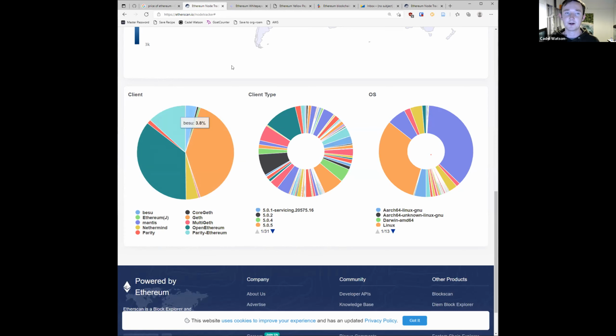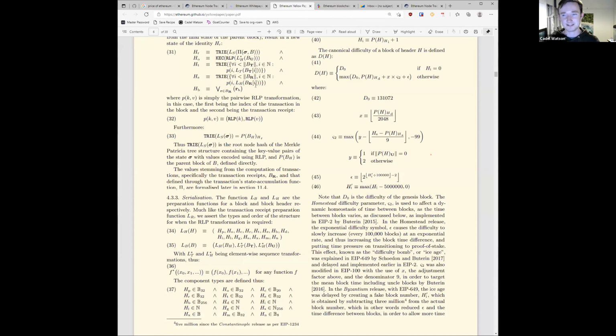But because we've got that open standard and because we've got this Ethereum yellow paper, which describes everything in extremely formal language, all of these clients can communicate together and they can agree on what is true about the Ethereum network. They can agree on how programs run and so on. So that's really cool.